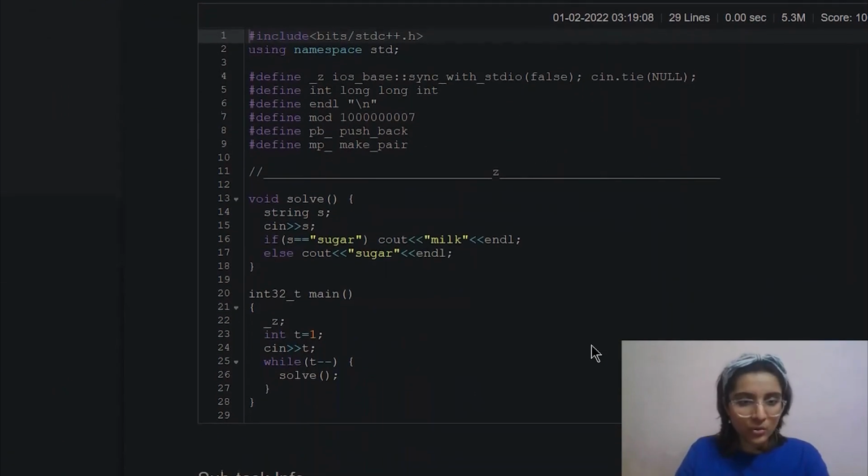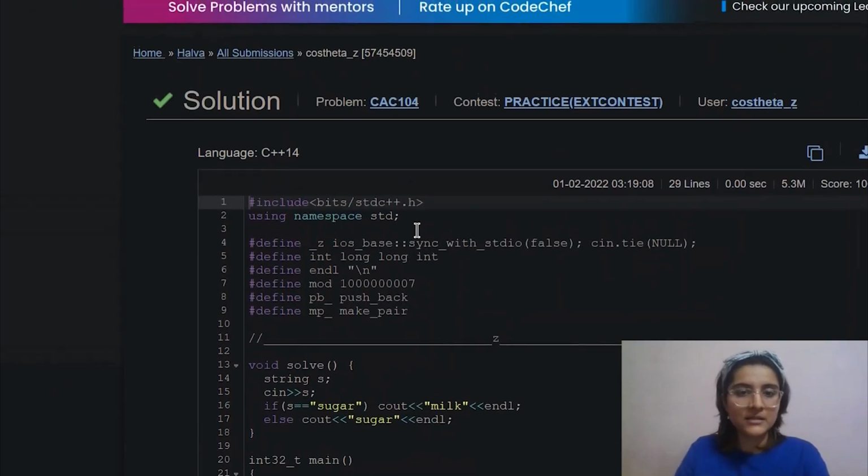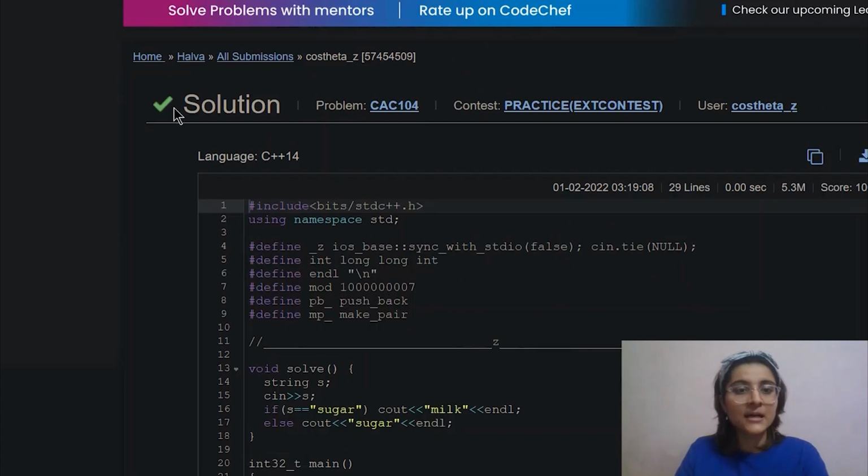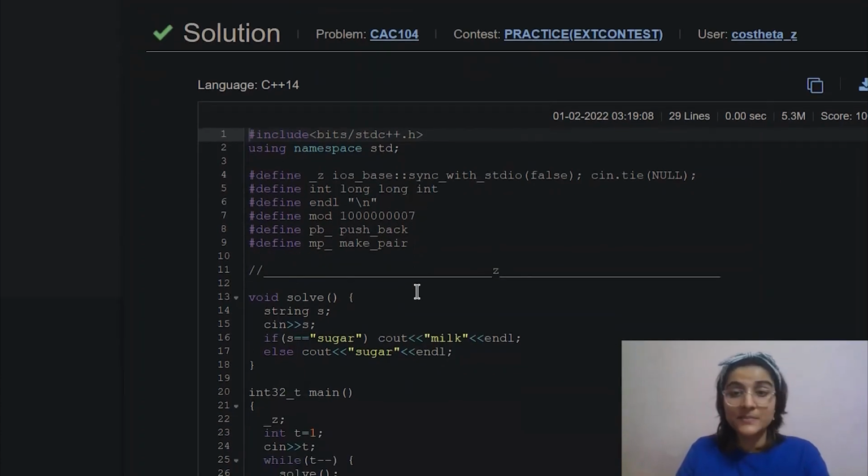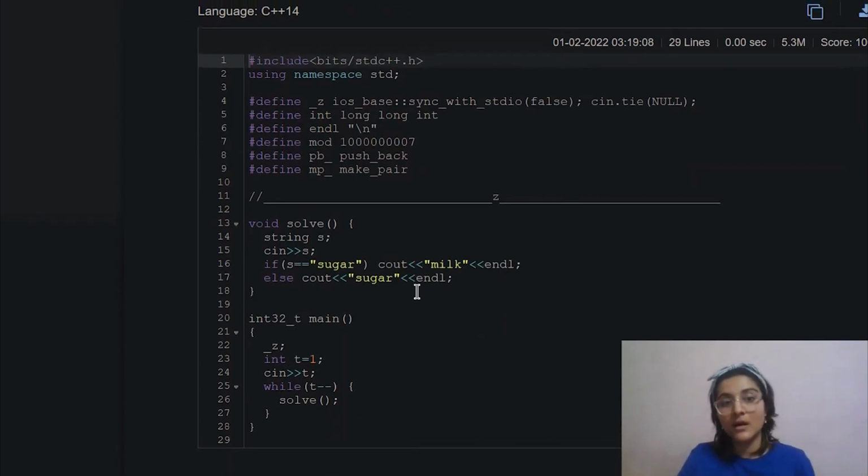So here is my code that I submitted to the problem. It gives an AC, as you can see. AC means an accepted code. So that means your code is giving the correct output. If it's not giving the correct output, CodeChef will give you a WA or a wrong answer verdict. Just a thing to keep in mind.